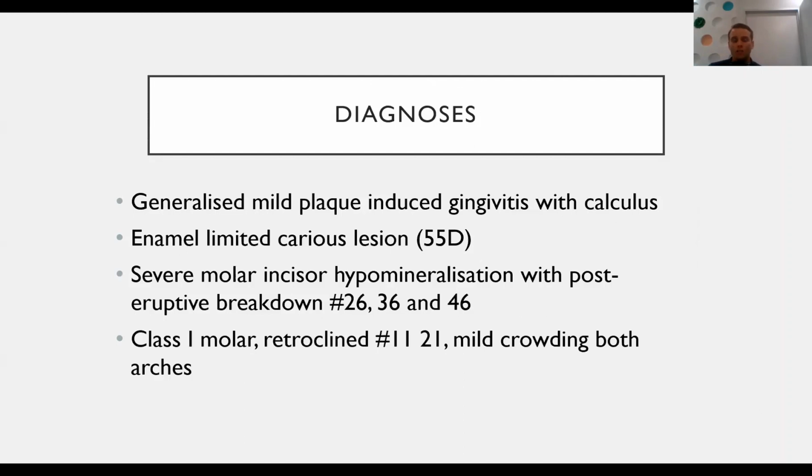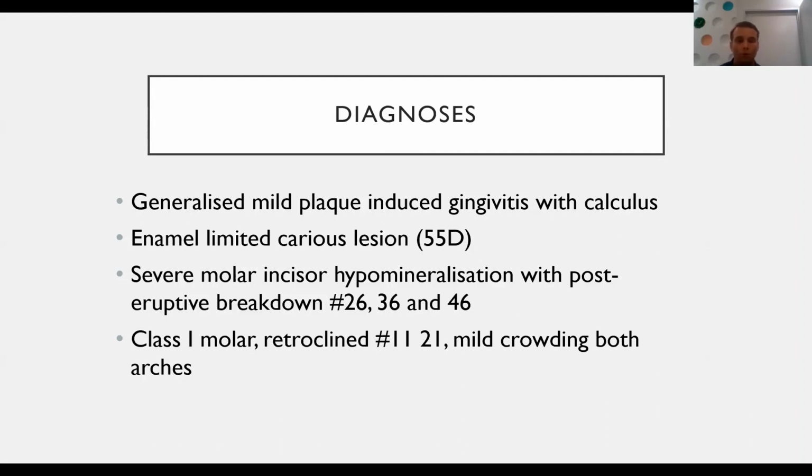So what's our diagnosis list? And this is what we need to do for pretty much all our patients, the same as what you do for an adult. Well, we've got generalised mild plaque. We've got one mild carious lesion, but we do have this severe molar incisor hypomineralisation with post-eruptive breakdown on the 2/6, 3/6, and 4/6.